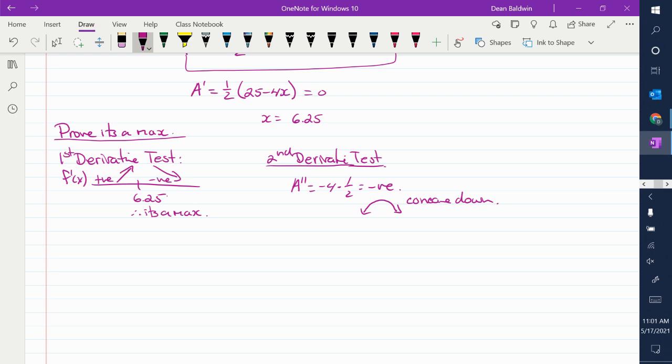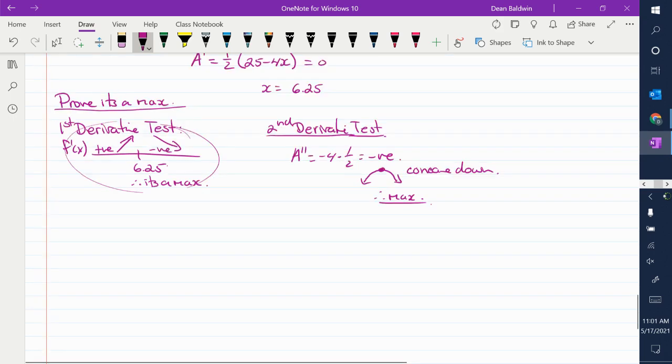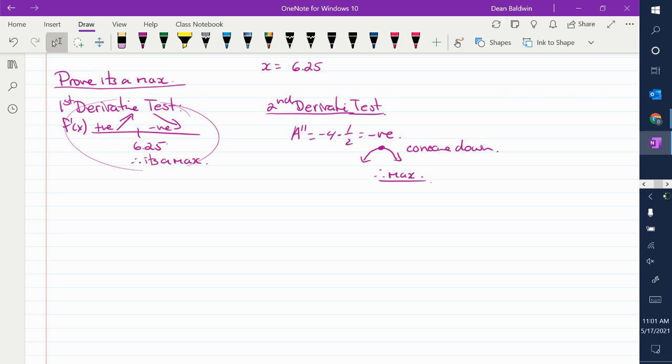So at the critical number, if it's concave down, you have to be at a max, because this is the critical number and we're concave down, therefore it is a maximum, right? It doesn't matter. I don't care which test you use, okay? If you like this, use this one every single time, okay? Therefore, it's a max. All right, so we know x equal to 6.25 gives us a maximum.